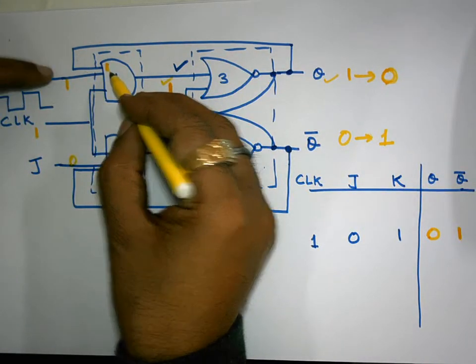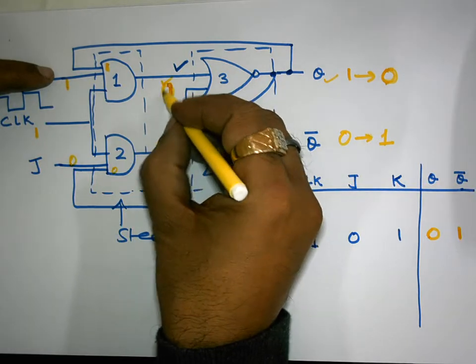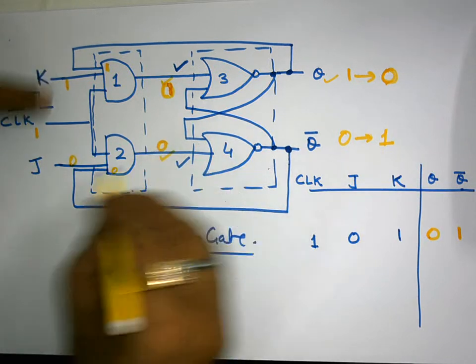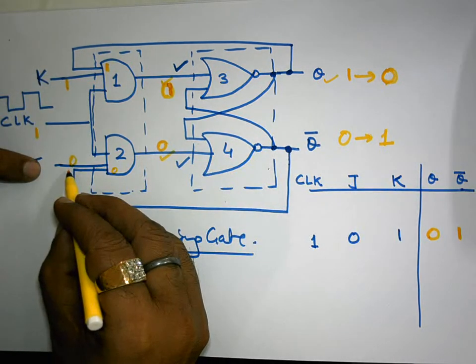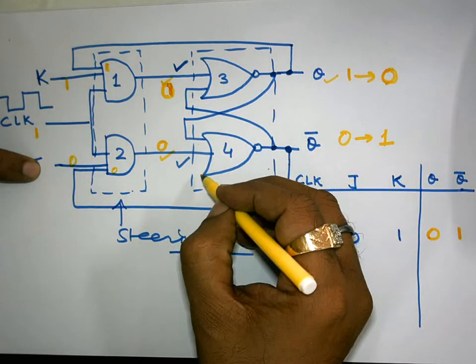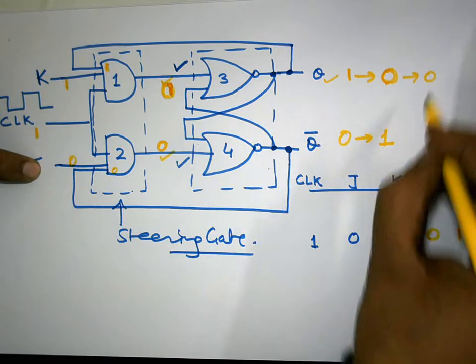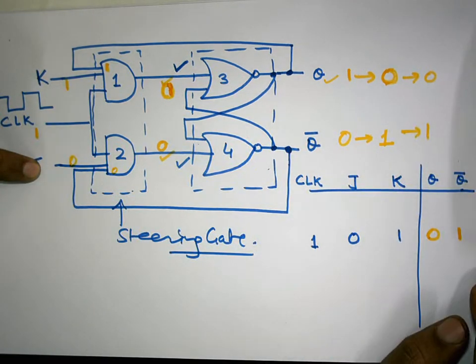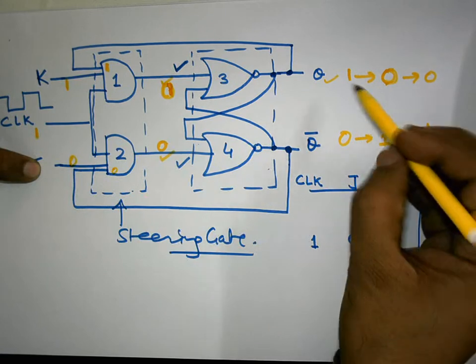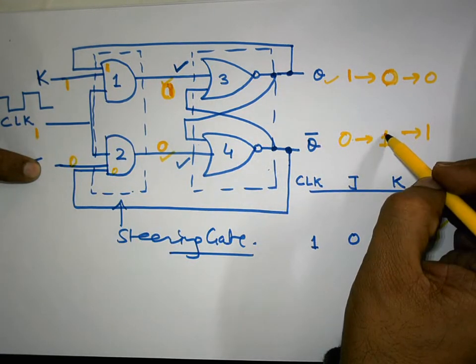What will come at the output of this? 0. What will come at the output of this? 0, because 0 has been applied over here. And 0 at the input of the NOR latch. If you recall, it is not going to give you any change, a no change situation. This means this will remain in 0 state and this will remain in 1 state. So ultimately you will get 0 1 at the output, whether the present state is 1 0 or 0 1.